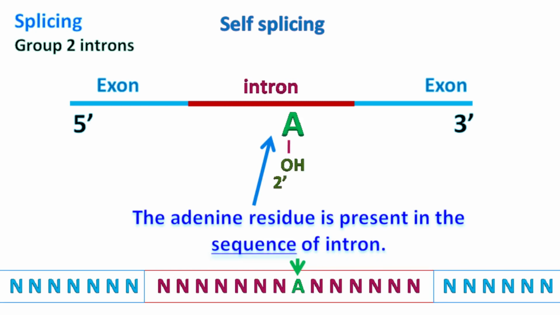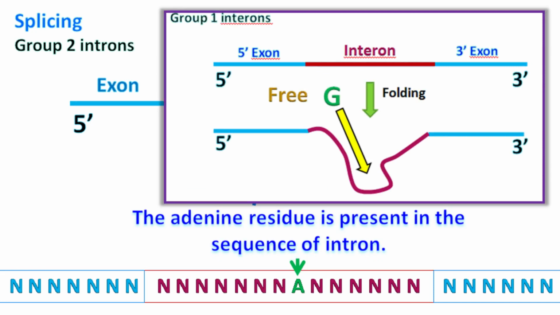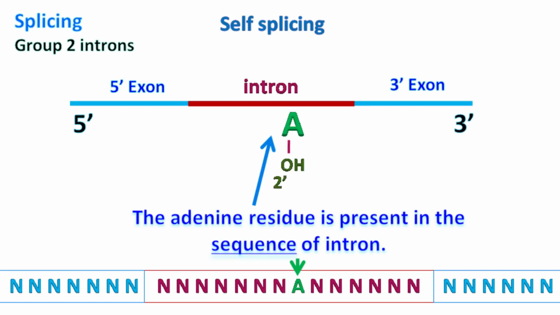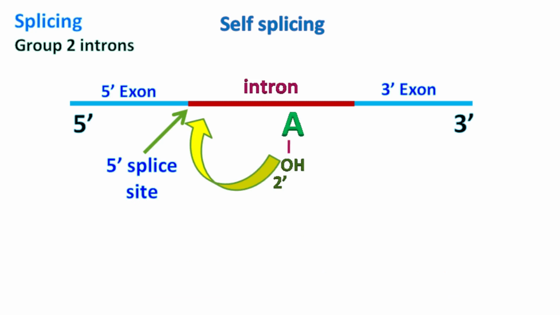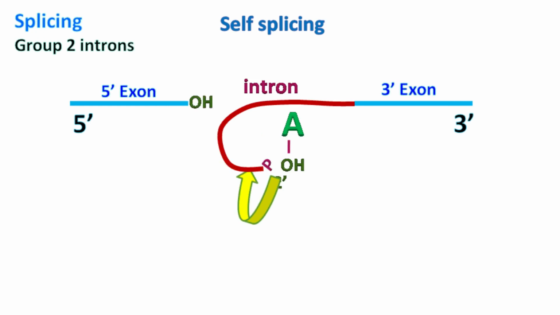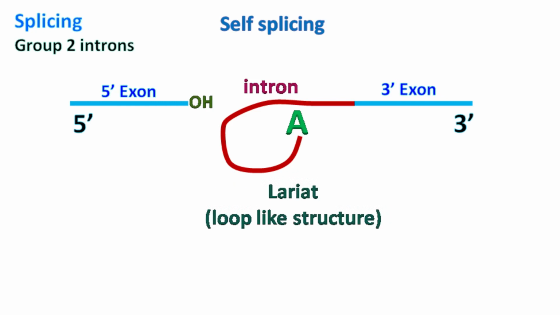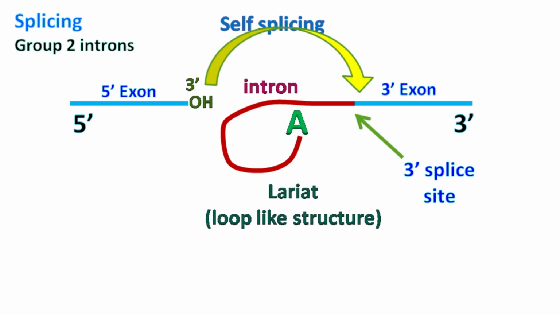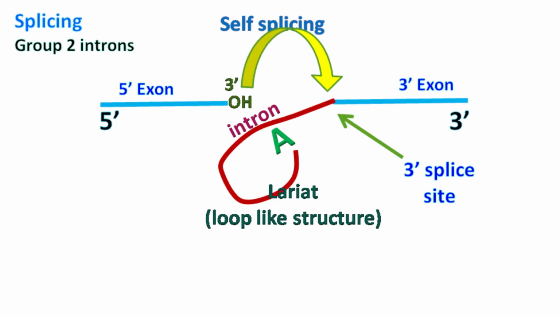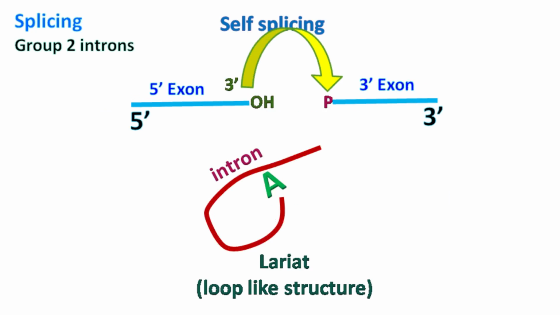Self-splicing of group 2 introns. The group 2 introns have an adenine residue present in their sequence. Remember, the group 1 intron uses a free guanine nucleotide for the reaction, but this is not the case in group 2 introns. They use adenine, which is present in the sequence itself. The 2'-OH group of the adenine reacts with the 5' splice site and forms a loop-like structure known as the lariat. This reaction makes the 3'-OH group of the 5' exon free. The 3'-OH group of the exon then reacts with the 3' splice site, which releases the intron and completes the splicing mechanism.